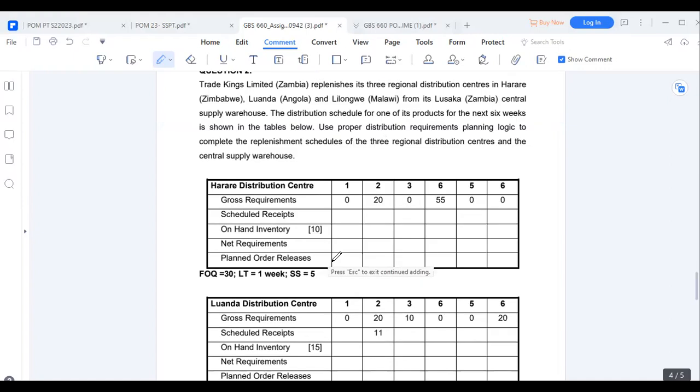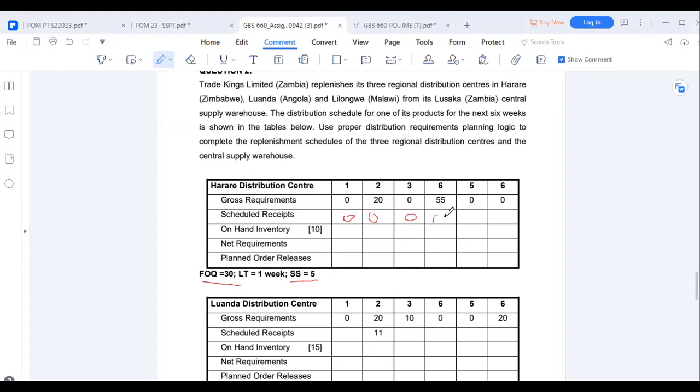the central supply warehouse. So when we fill in here, inventory should not fall below the safety stock. Safety stock is 5. We shouldn't go less than the 5 at the safety stock. Lead time is 1. It's a fixed order of 30, meaning that the scheduled receipts are zeros here.